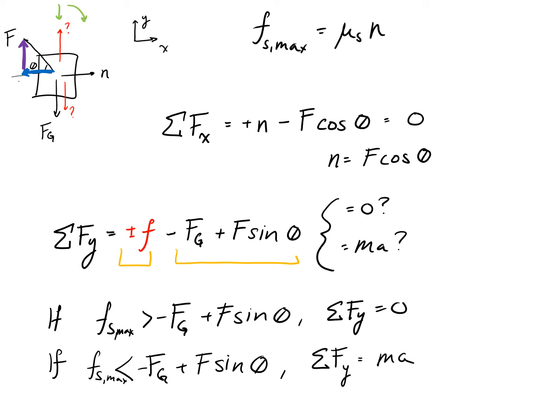So I need to solve for the maximum static friction value and the other force's value and see if they are strong enough to overcome static friction. If they are, then I'm going to be able to find out the direction of my acceleration. If they're not, my object's not moving and I'm done. So let's go ahead and solve for that.